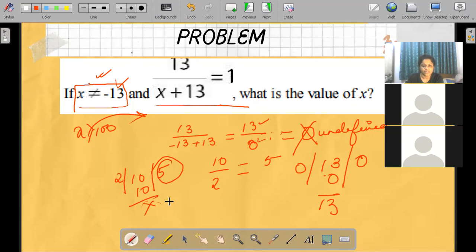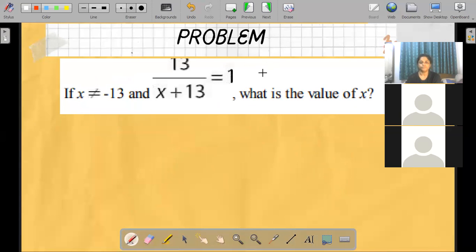Yes, ma'am. Let us move ahead with this problem. Now it becomes pretty easy. I'll just do a quick cross multiplication. So that becomes 13 is equal to x plus 13. And then I can solve this easily. Correct? So this was very important.